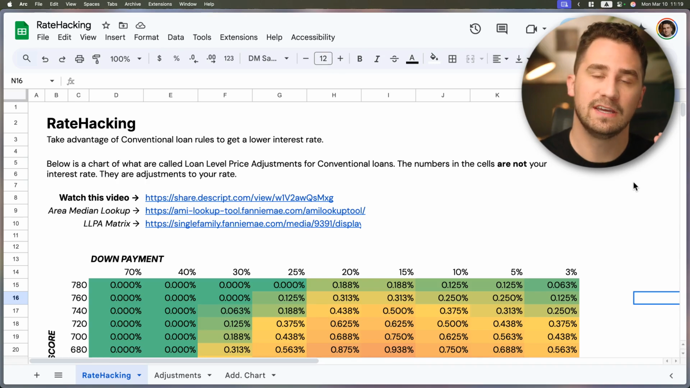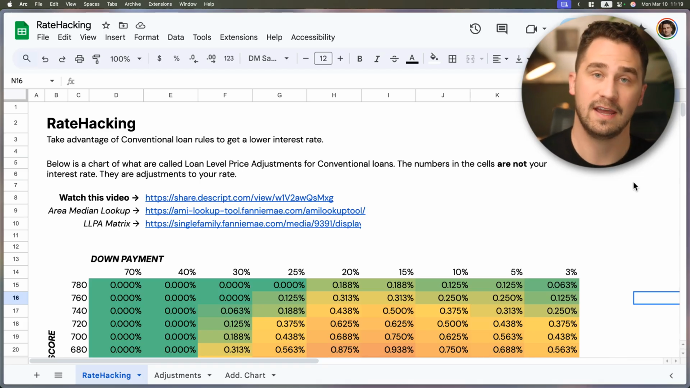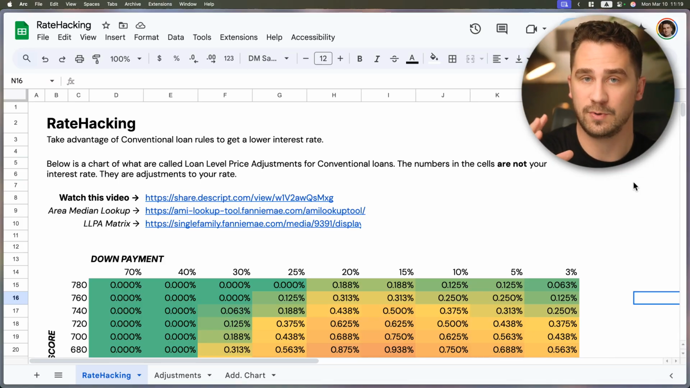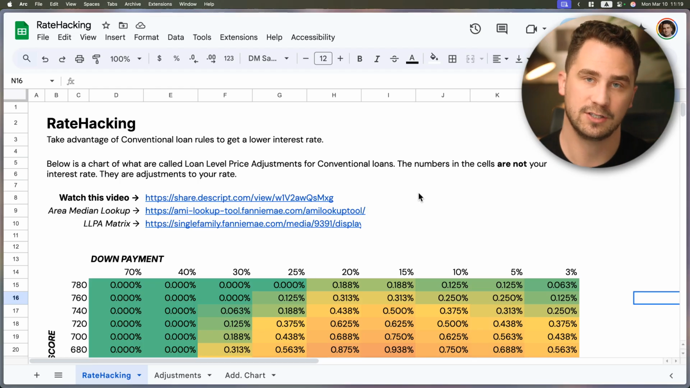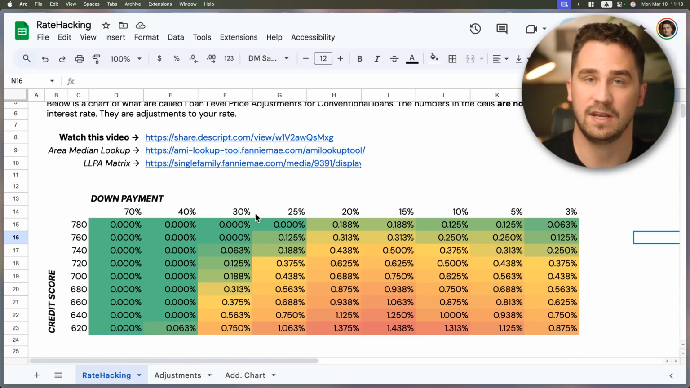I'm going to show you how you can get the best interest rate with this chart. This chart shows you how lenders actually decide the interest rate that you're going to get. When you get a conventional loan, your interest rate is based on how risky your loan is. So the riskier your loan is, the higher your interest rate is going to be. And this chart determines the risk of your loan. So it's going to be dependent on your down payment and your credit score.